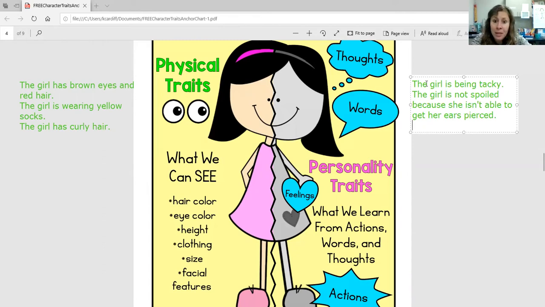You would get probably from the students, the girl is sad because she is not able to get her ears pierced. Okay, so that is what we would continue to do throughout the week. And on the board, it's also posted as well. And then they would do the sticky notes. So now I'm moving on to the next section of our, I'm going to stop.